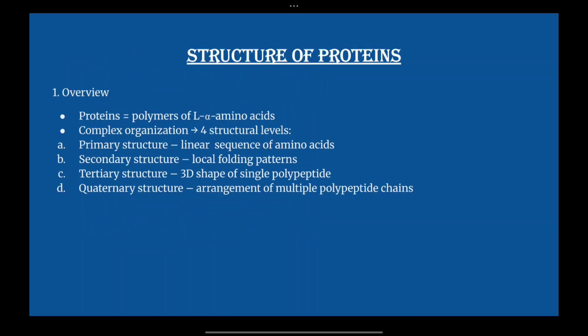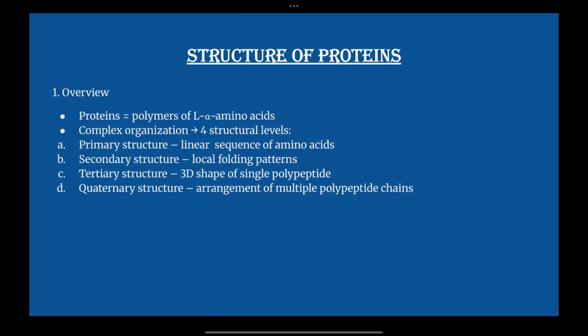Now the next topic is the structure of proteins. So how is the structure of proteins created? Proteins, as we saw, are polymers of L-alpha amino acids. That is, there are many L-alpha amino acids bonded to each other in the form of a polymer, a chain of amino acids, and these polymers together form a protein.